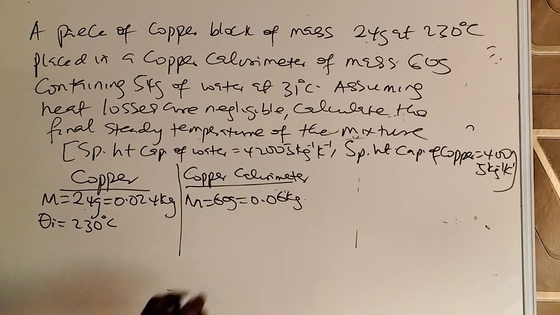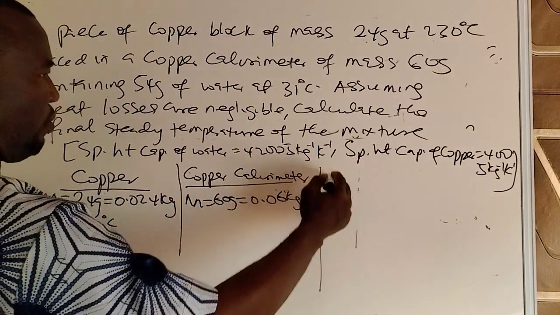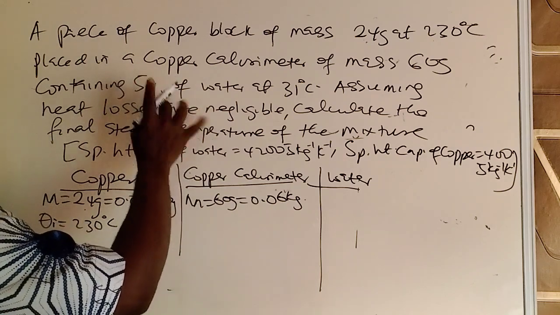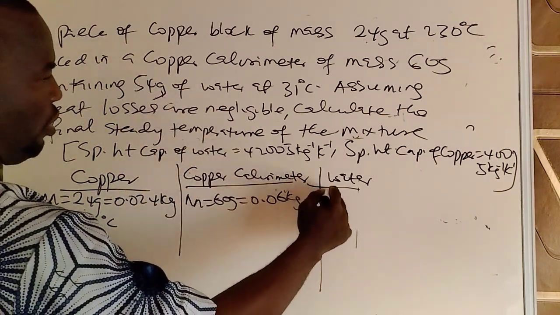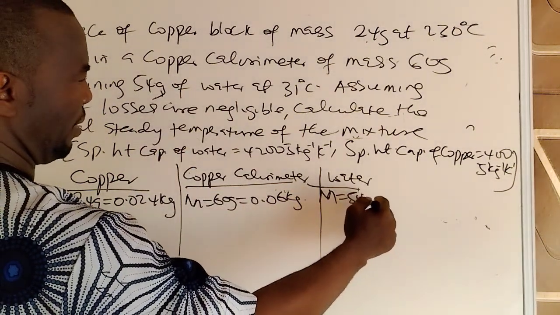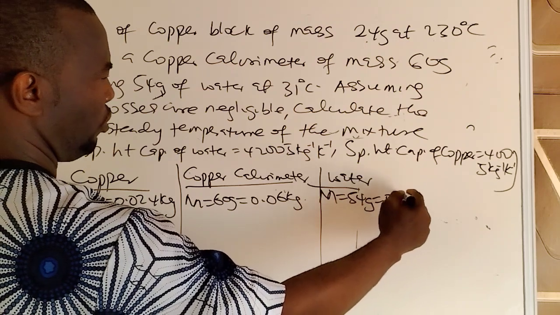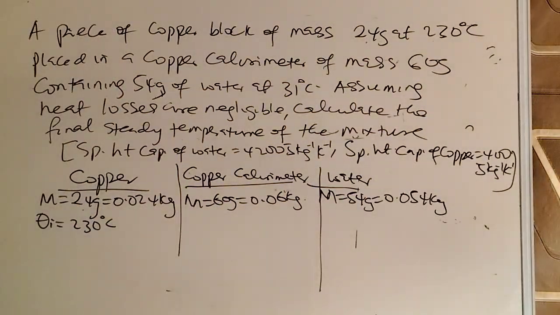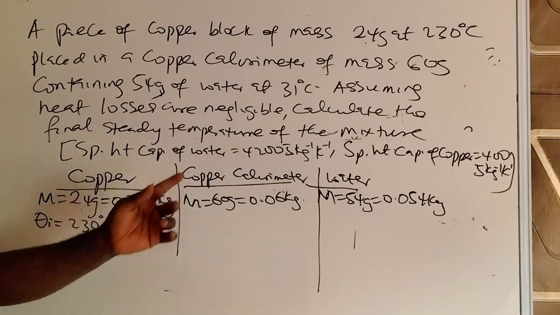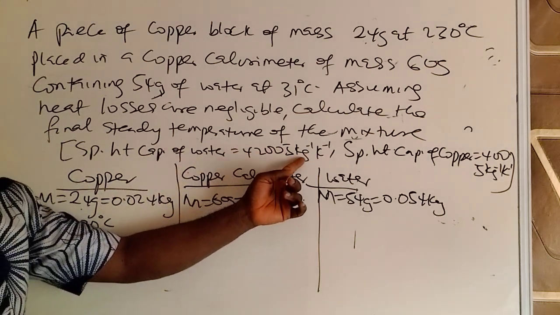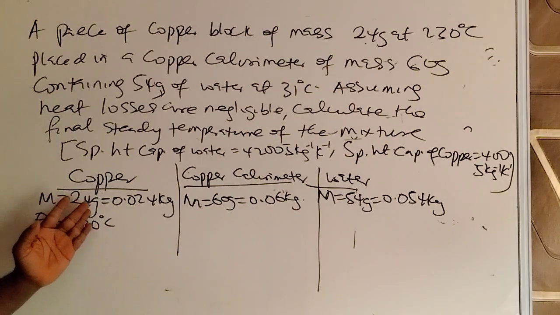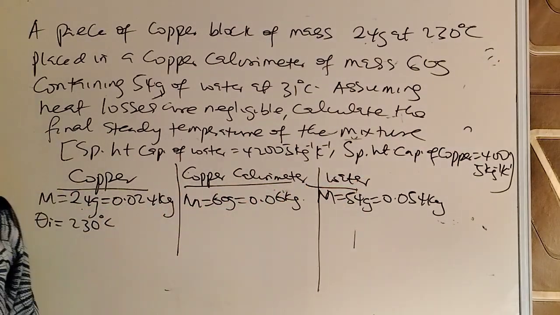And then this calorimeter contains water. The mass of the water in it is 54 grams. So 54 grams convert to kg, divided by 1,000, that gives us 0.054 kilograms to standardize the units. Then, had it been that the values of our capacities are given in joule per gram here, we would not convert, we will keep the masses in gram, we won't convert to kg.